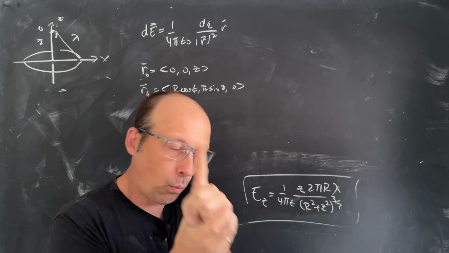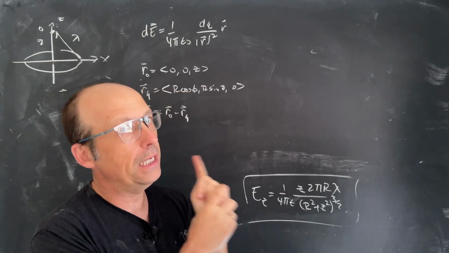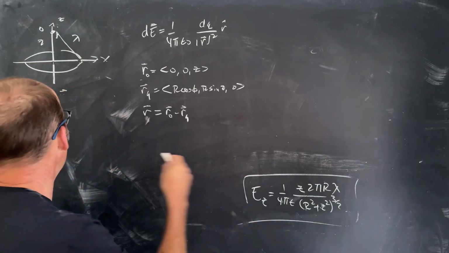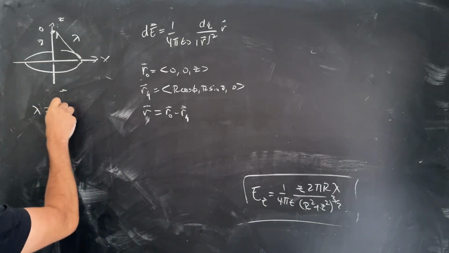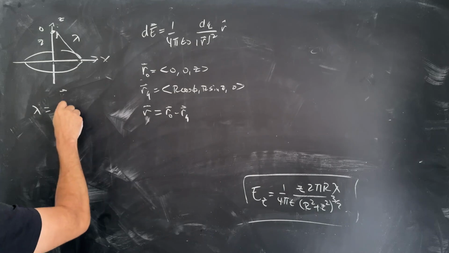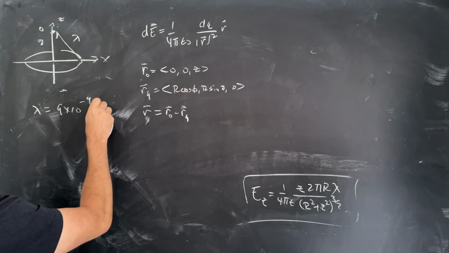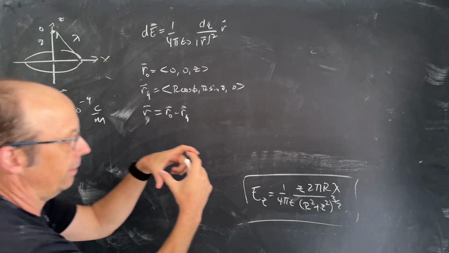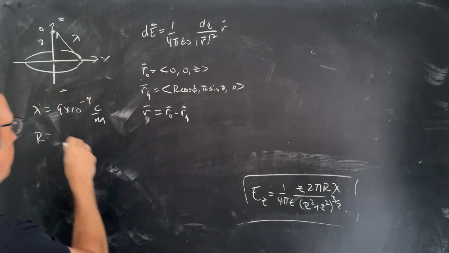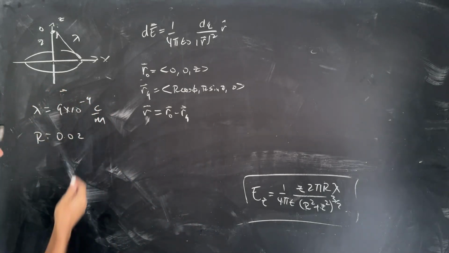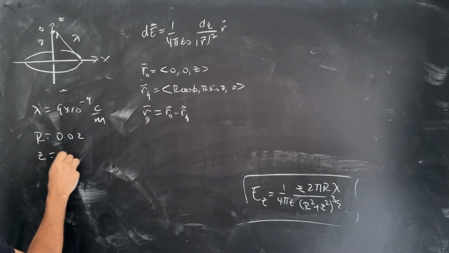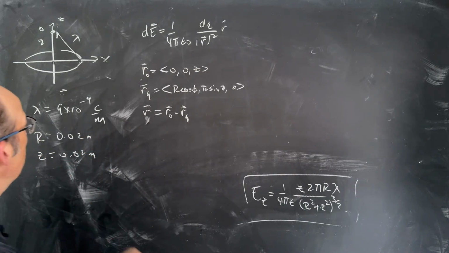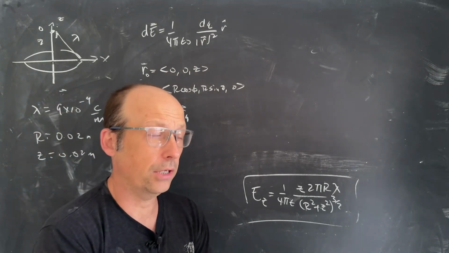Now, a couple things. Number one, it's a numerical value, so we need numbers. So let's just go ahead and pick some numbers for our values. In particular, lambda, I'm going to use 9 times 10 to the negative ninth coulombs per meter. I'm just picking that. R, I'm thinking like a ring is like that big. So R is 2 centimeters, 0.02. I just picked something. And then let's say Z is 0.02 meters also. I think that's the only thing that we need to find the electric field at that location.